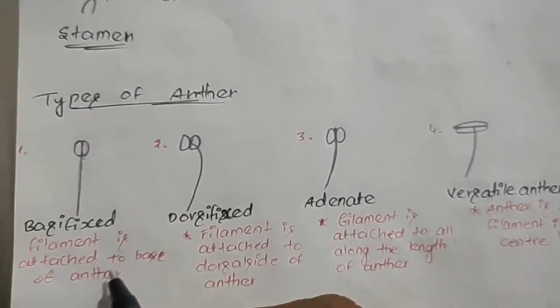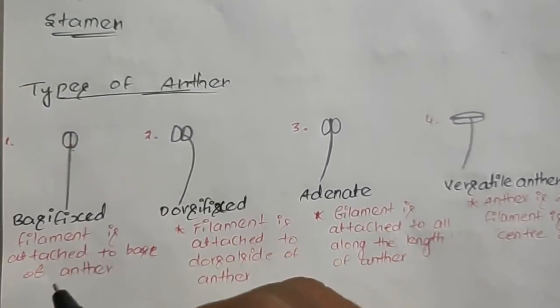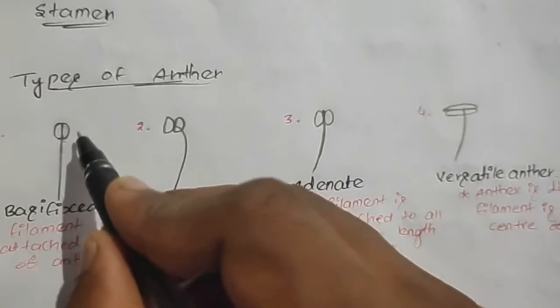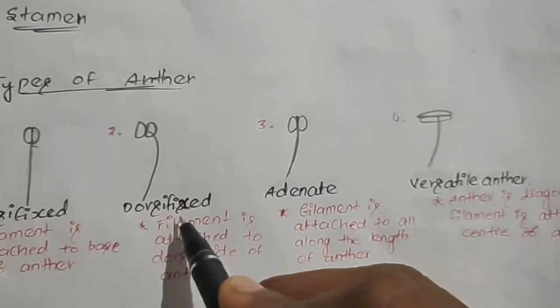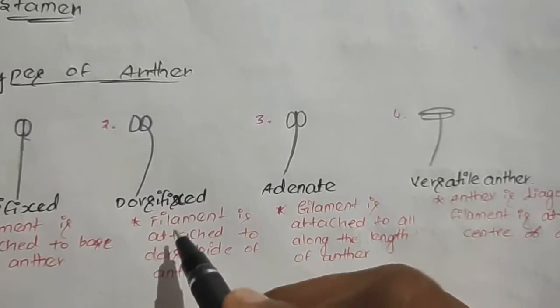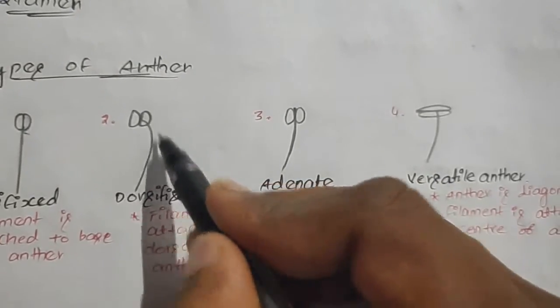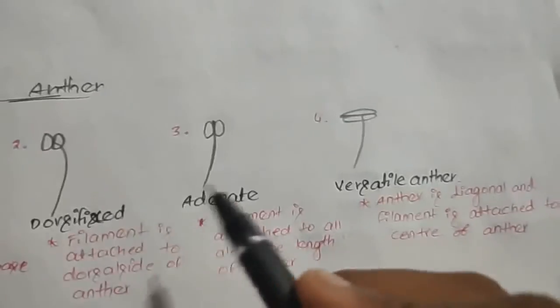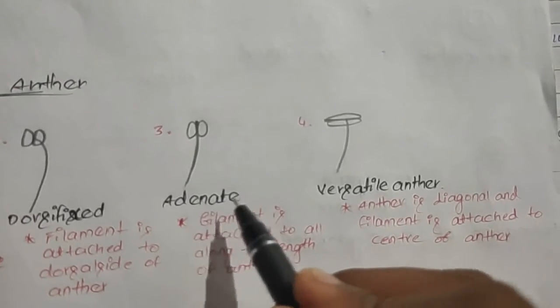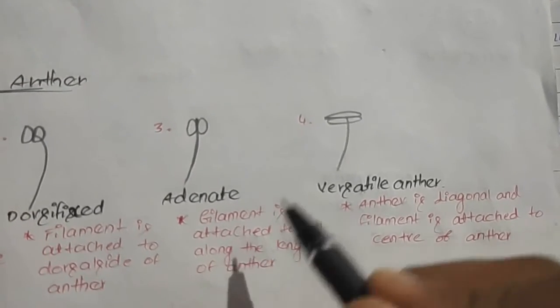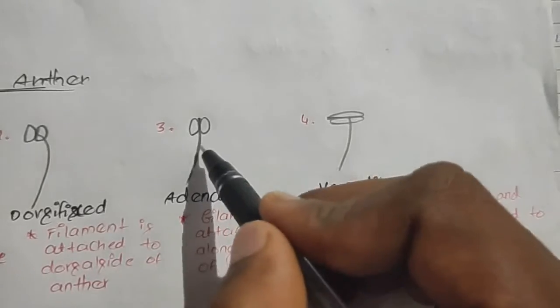Types of anthers. First type, the basifixed. In this type of anther, the filament is attached to the base of the anther. And second one is dorsifixed. In this type, the filament is attached to the dorsal side of the anther. And third one, adnate. In this type, the filament is attached all along the length of the anther.